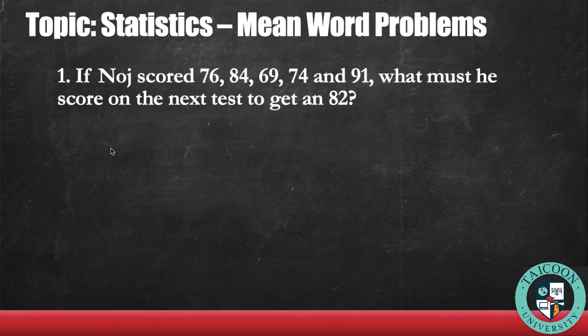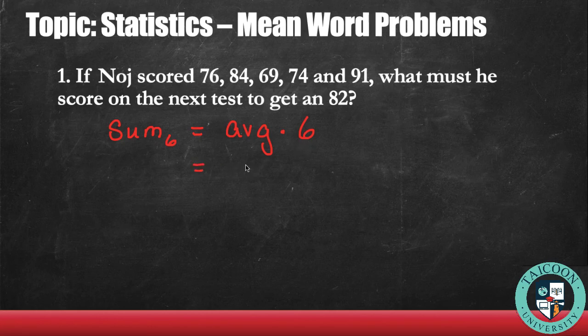If Naj scored 76, 84, 69, 74, and 91, what must he score on the next test to get an 82? You'll notice that we're given 5 test scores. But when we look at the average of 82, that's actually based on 6 test scores. So let's use the formula we just discussed. The sum of 6 scores is going to be equal to the average times 6, which is the total number of exam scores that we want to work with.